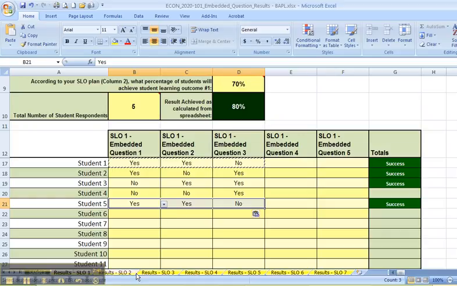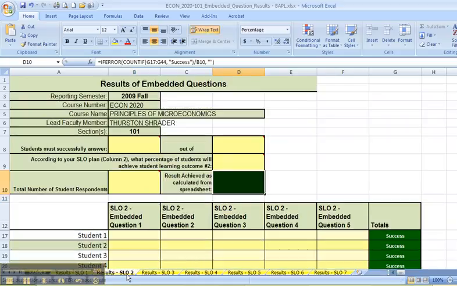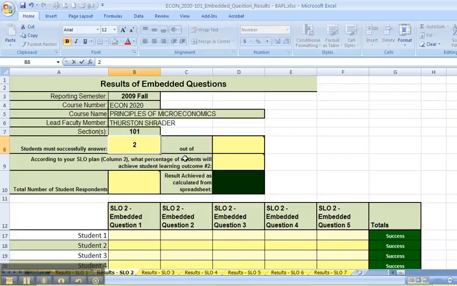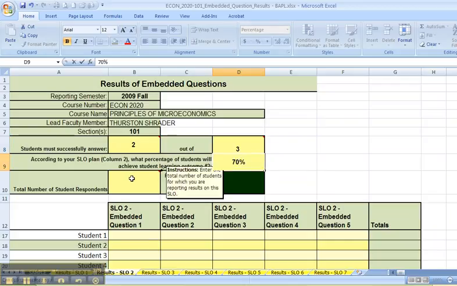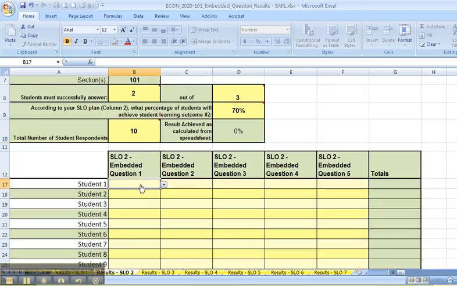So it's important that I then go on to student learning objective number 2. Now, some of the information is already completed, so I just simply can complete the information I need to. And I would go through, this is maybe again 2 out of 3 questions. I want 70% of my students, and again, I had 10. So I'm going to say yes and no, and I would fill it in as follows.